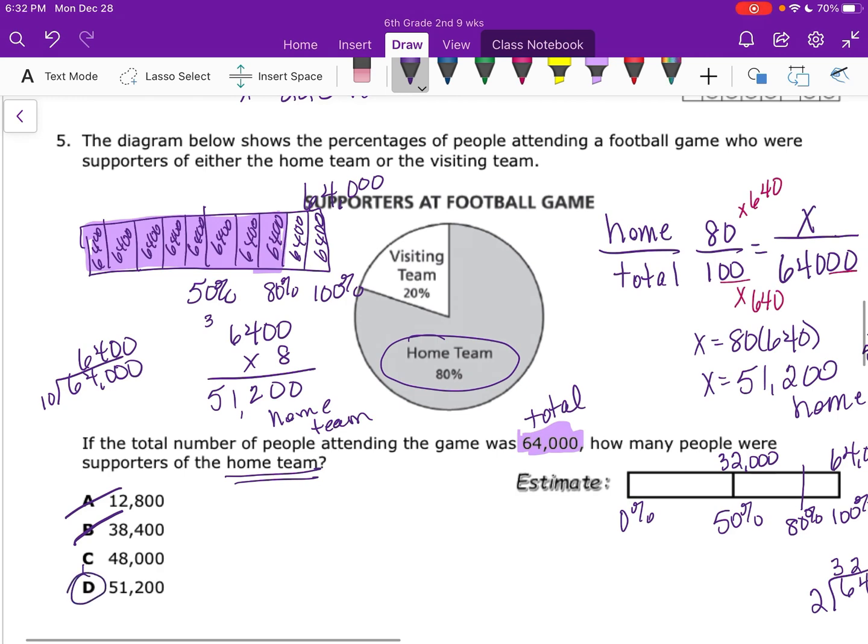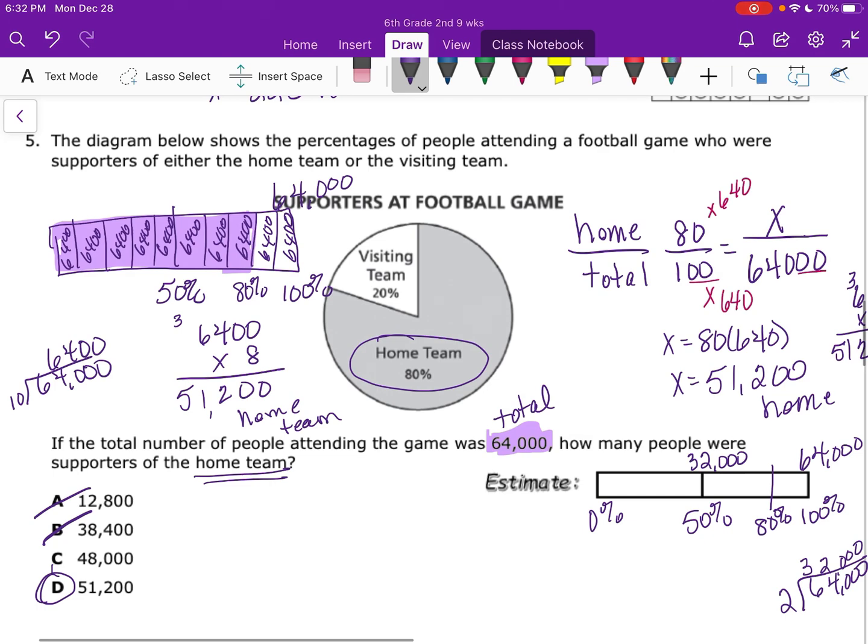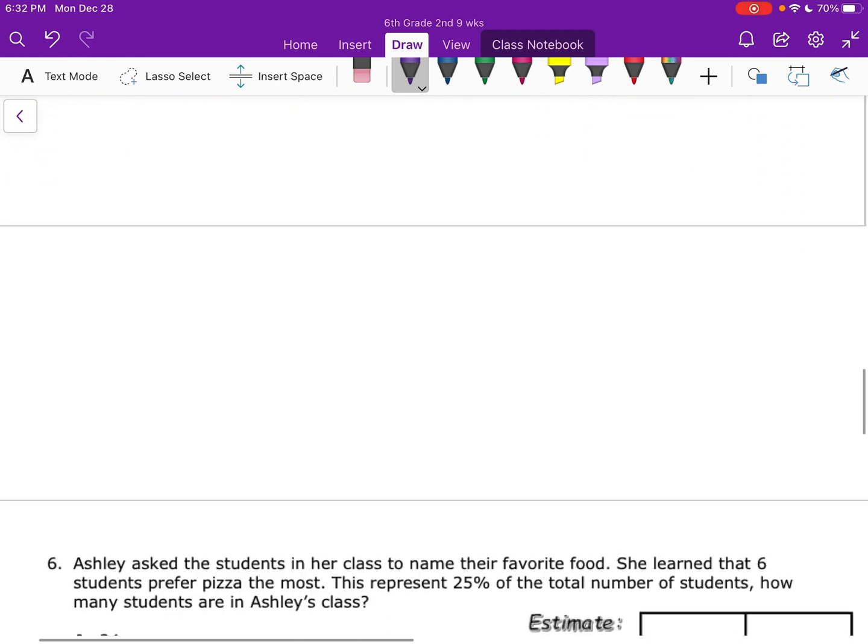Which is what we thought, right? We thought it was going to be 51,200. Okay, it is in our estimate, right? If we put it here, it is closer to the 64,000 than the 32,000. Okay. All right. Is that it?